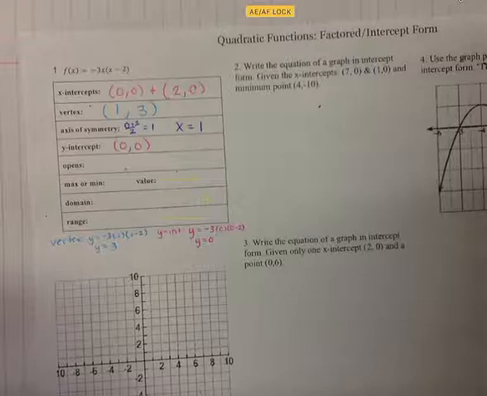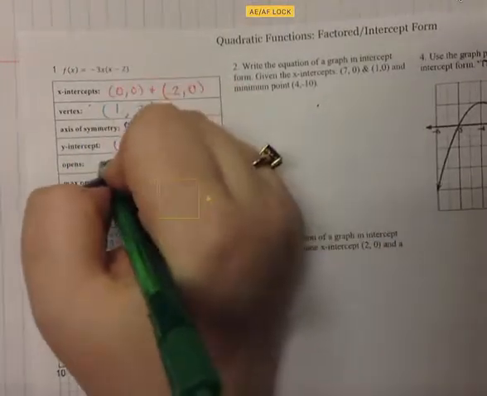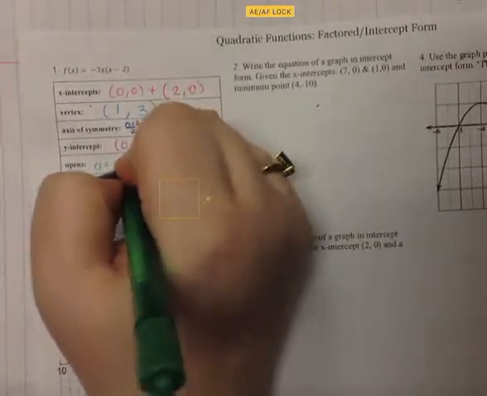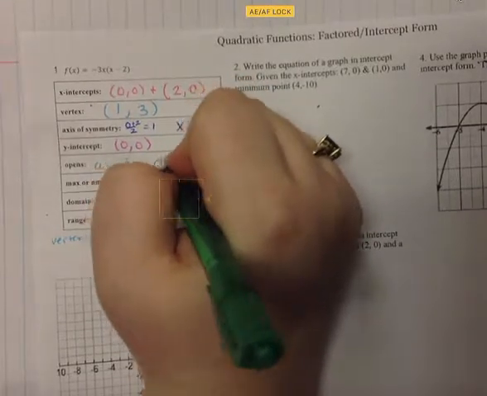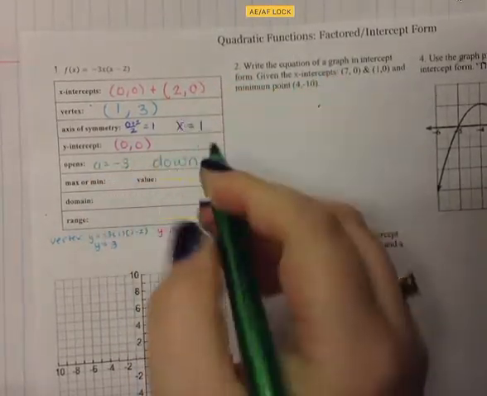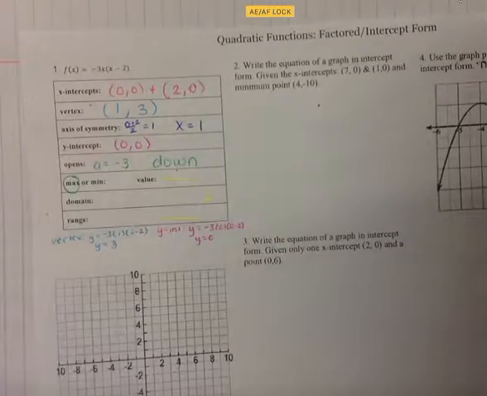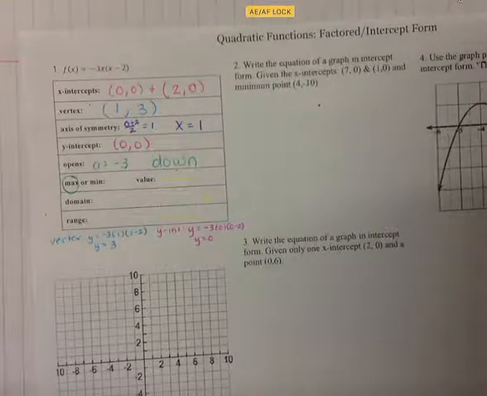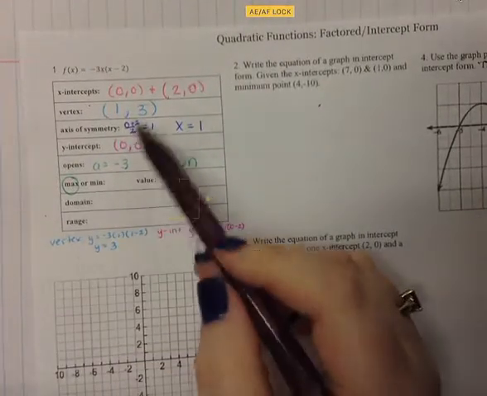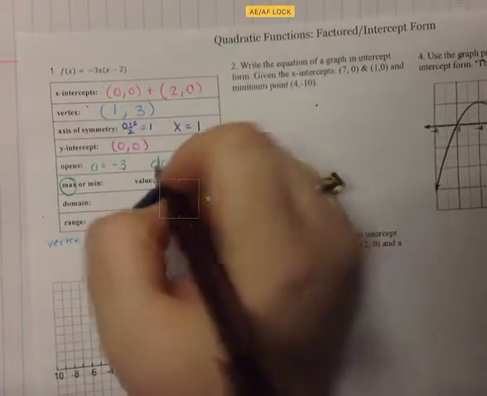Which way does this open? You look at the a value. A is equal to a negative 3. That means it's going to open down. If it opens down, it has a maximum value. That value is, again, the y value of the vertex. So that value is actually 3.